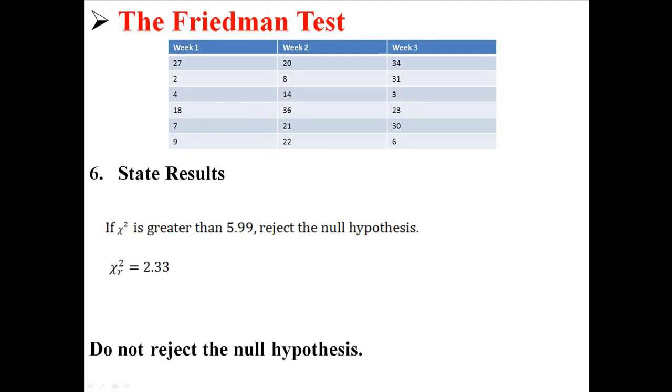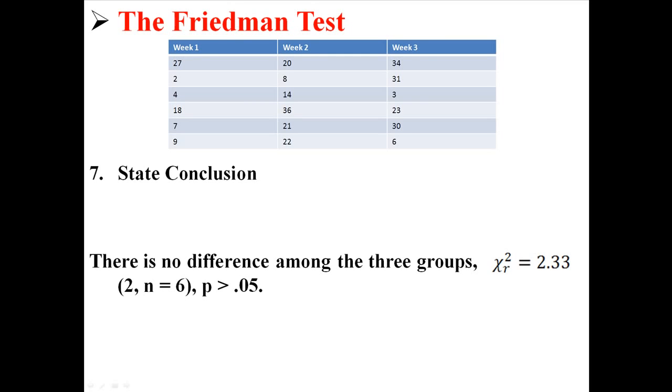So to our results, remember we were going to reject if chi-squared was greater than 5.99, and our chi-squared was 2.33. So we will not reject the null hypothesis. We can conclude that there is no difference among the 3 groups using a Friedman test.